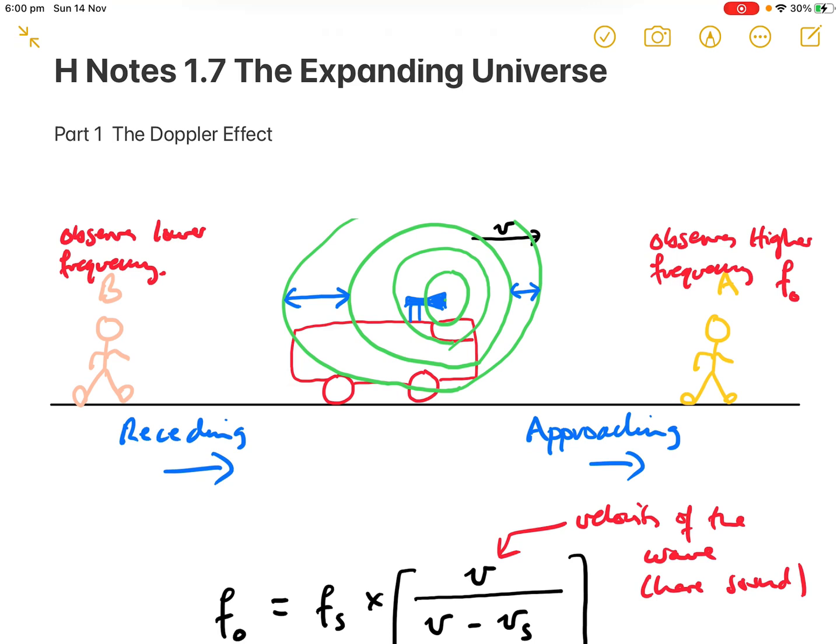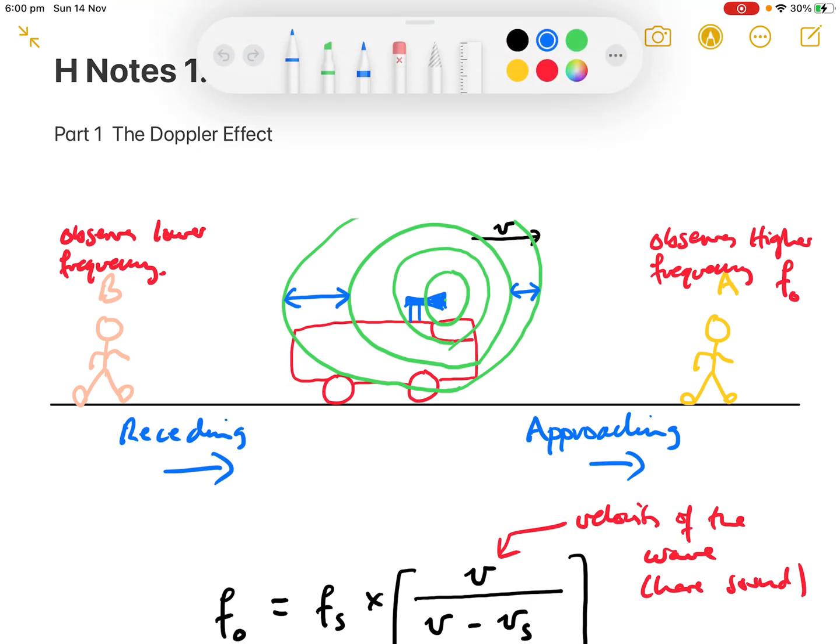Well, let's consider a typical example of the Doppler effect, which would be, let's say, a fire engine, as you can see in the diagram. The fire engine is moving to the right with a velocity, which we'll call Vs for source velocity. That's the velocity of the source of the waves, in this case a sound wave. So we're imagining that the siren of the fire engine is emitting a note.